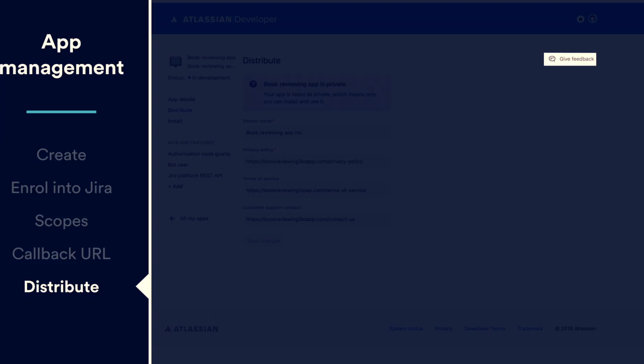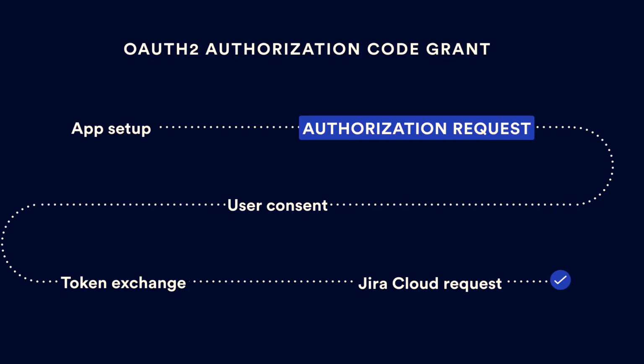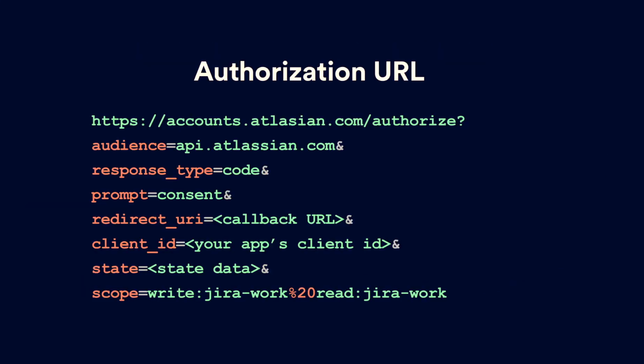So cool. Well, now we have our app configured. We have the list of scopes and everything. So we go to the step that we call the authorization request. This happens from your product, not from within Jira. From your product, you're going to use something called the authorization URL. The authorization URL looks like this. Audience, response type, and prompt are all static values. The redirect URI and client ID are in app management that we just configured. You can grab them from there.